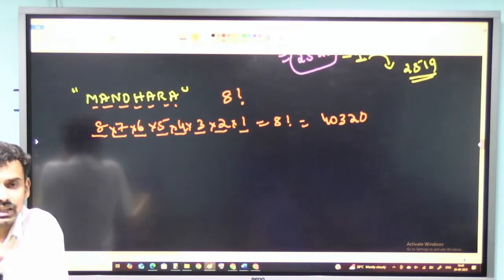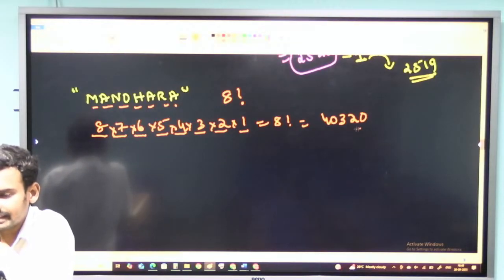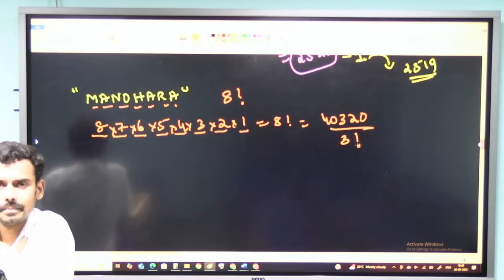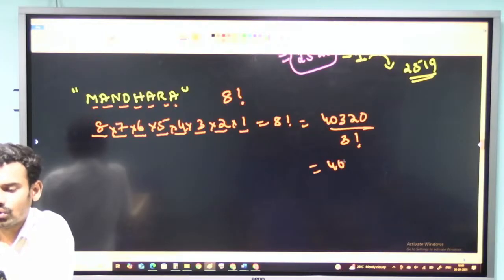But if you observe here, A is repeated. A is repeated thrice. So you need to divide this answer by 3 factorial. So the final answer will be 40320 divided by 3 factorial, which is 3 into 2 into 1.